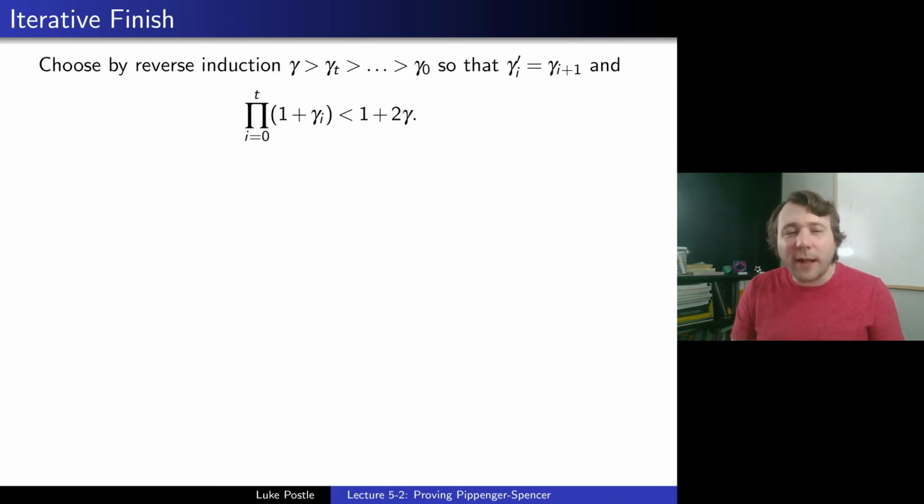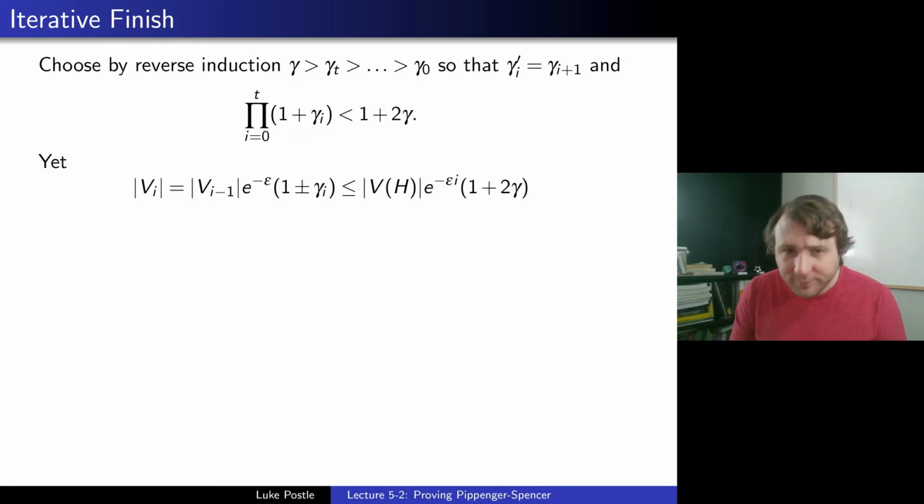Now to wrap up, you'll choose by reverse induction the various things. So we need to get to some gamma. We'll choose gamma_t all the way down to gamma_0, so that gamma_i' will be gamma_{i+1}, and so that the products of all of these irregularities, so these 1 plus gamma_i terms, will be small, say at most 1 plus 2 gamma.